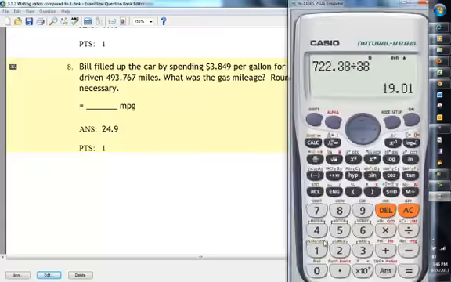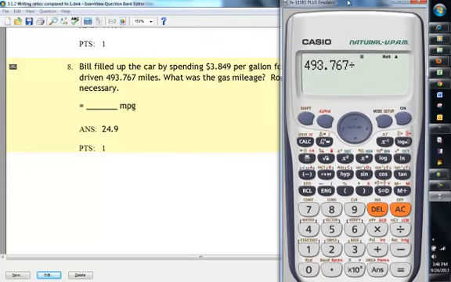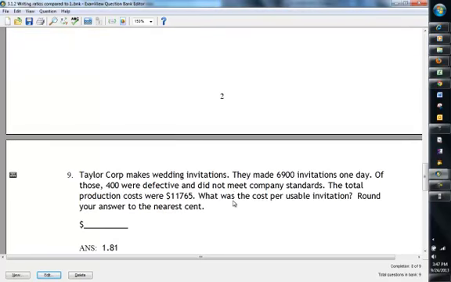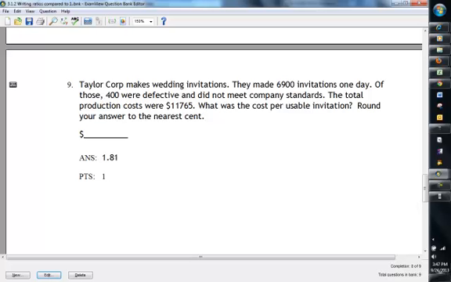The next one is a little tricky because all we're looking for is miles per gallon. So we would take 493.767 divided by gallons is 19.83 gives us 24.9 miles per gallon. You don't need to know how much the gas cost. That's just a number that's thrown in there to give you extra information.